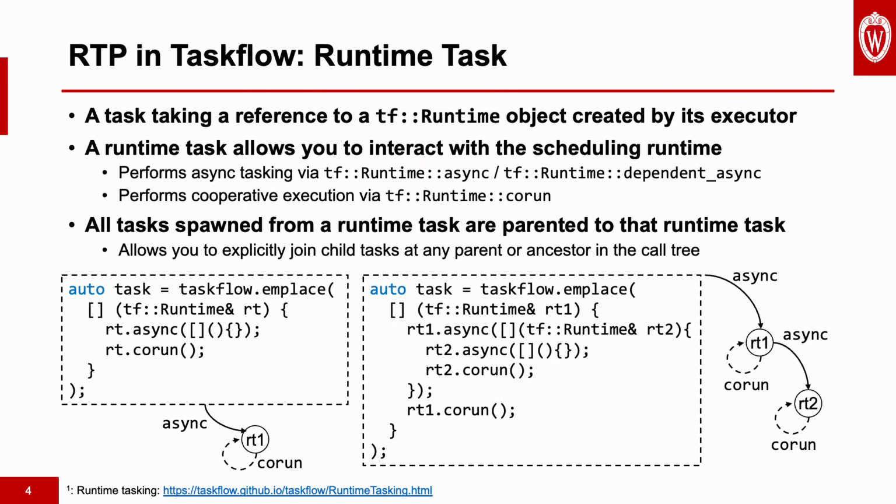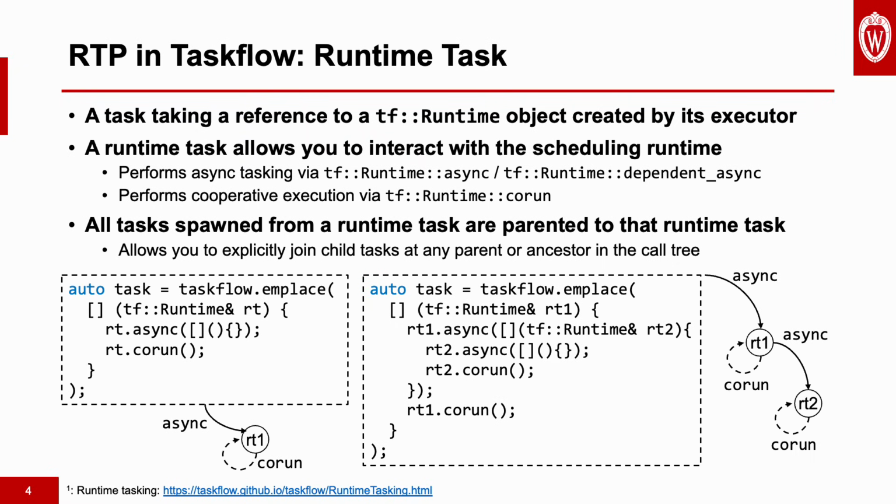RTP in Taskflow is primarily supported by runtime task, which is a task that takes a reference to a tf::Runtime object created by its running executor. A runtime task allows you to interact with the scheduling runtime, where you can perform asynchronous tasking, cooperative execution, and other things that are only available at runtime.